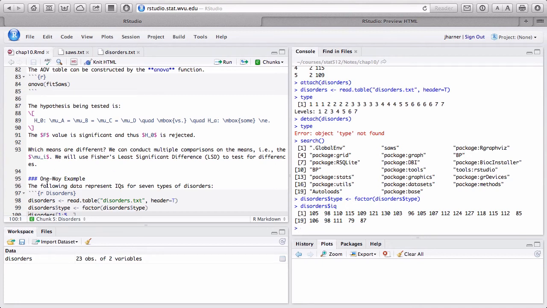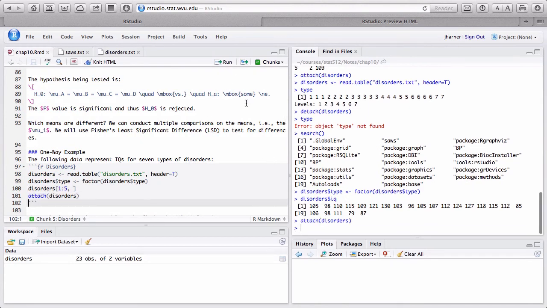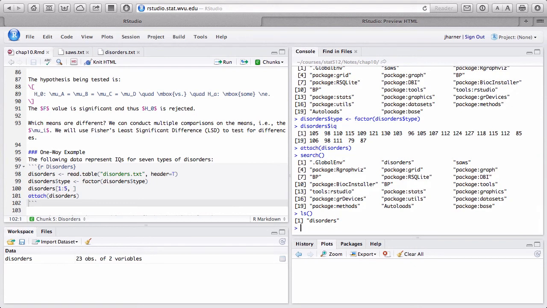And the way you do that is you simply attach it. So if I attach it, now notice that nothing changed here, but if I look at search, you'll notice that disorders is in the second position. Now, how do I find out what's in each of these? Well, if I do an ls without any arguments, it tells you what's in this very first one by default, the global space, which is what's here. But if I do an ls(2), it tells you what's in the second position.